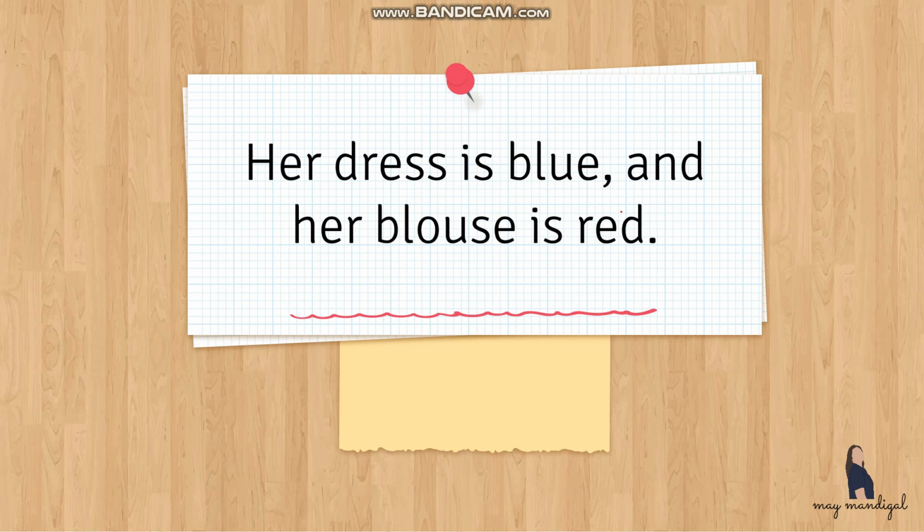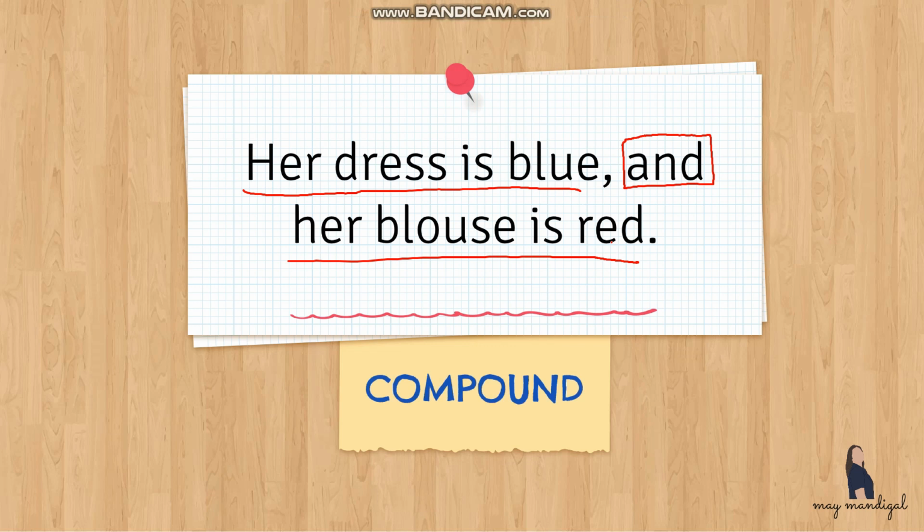Her dress is blue and her blouse is red. This one is declarative, and there is here a connective, and. After determining the connective, let's now check for simple propositions. We have here her dress is blue. This is a simple proposition. We also have her blouse is red, which is another simple proposition. Since there are two simple propositions and they are connected with a connective and, then we can say that this one is a compound proposition.